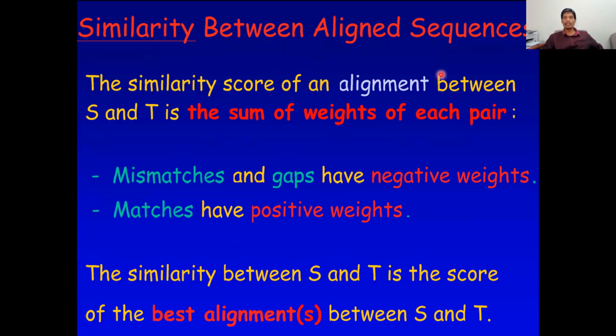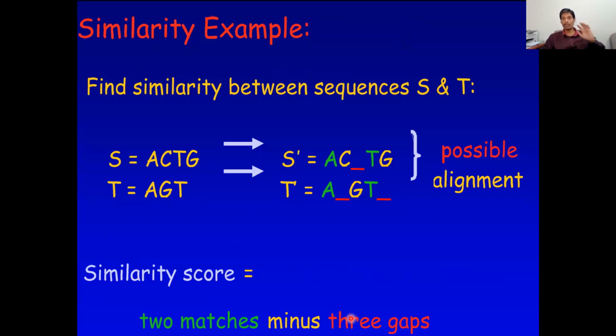Similarity between aligned sequences. The similarity score of an alignment between S and T is a sum of weights of each pair. Mismatches and gaps give negative weights, and matches always give positive weights. So the similarity between S and T is the score of the best alignment between S and T. S and T are the sequence names: S is ACTG, and T is AGT.